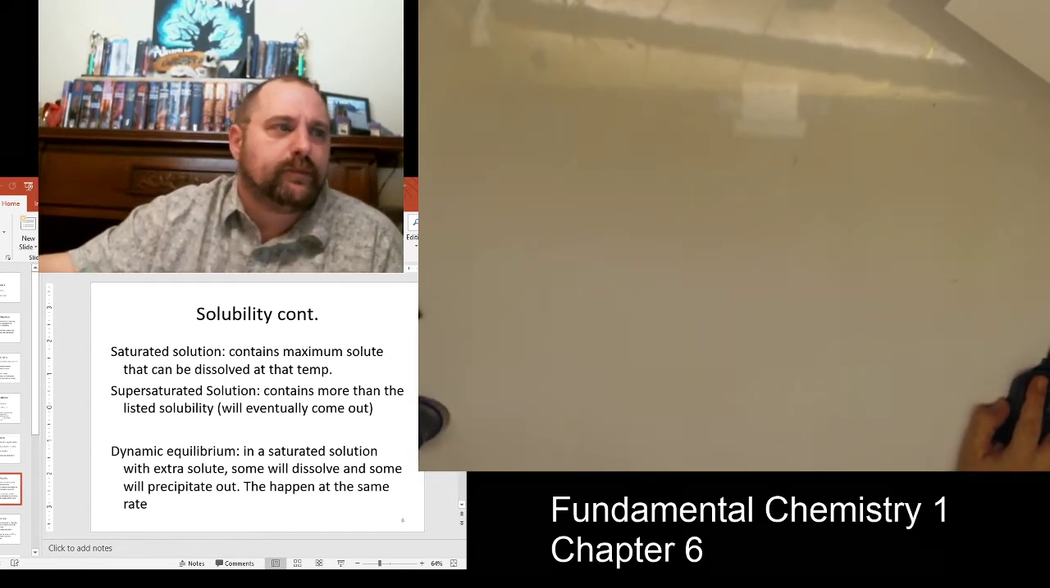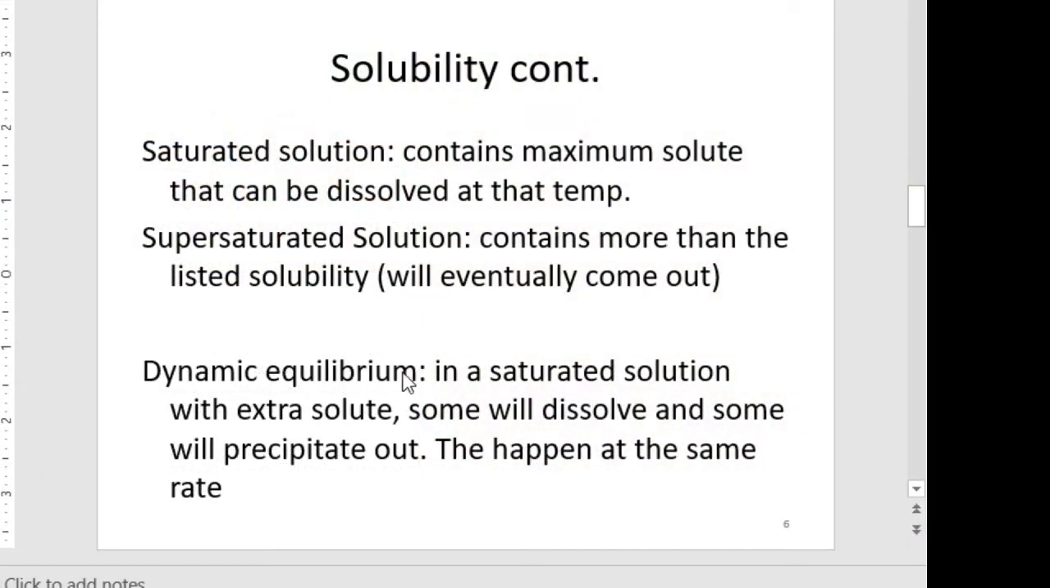All right. So this idea of dynamic equilibrium, the rate going in is the rate coming out. We'll also ask about saturated and supersaturated. So people say, how can it be more than the max? Well, it's a temporary solution. It just happens for a small amount of time.